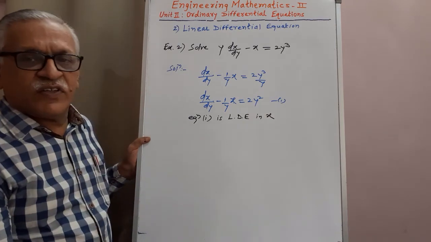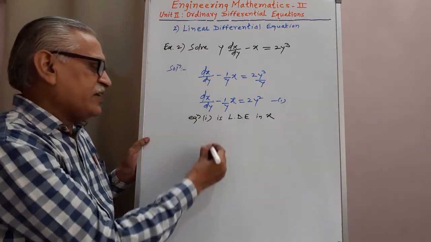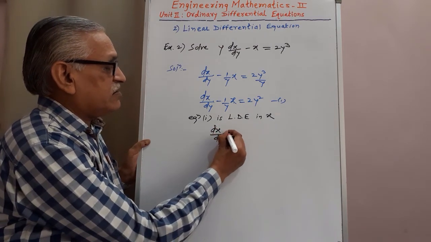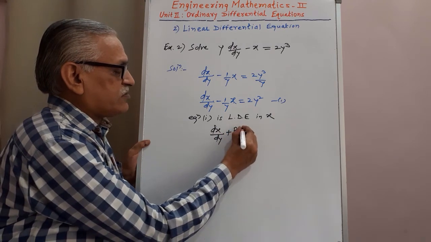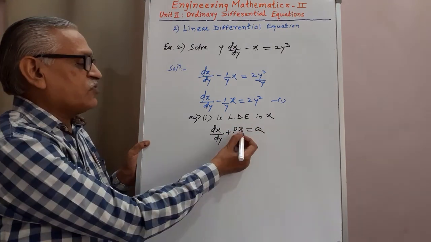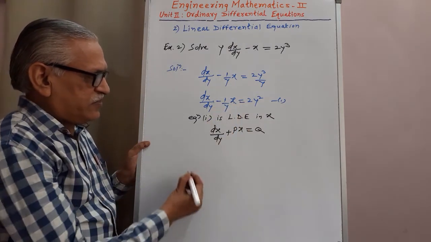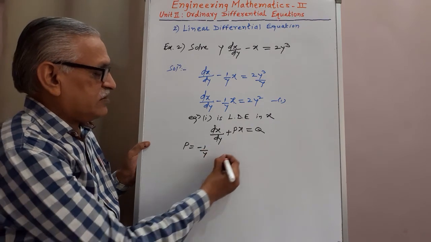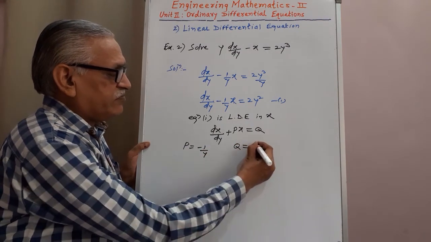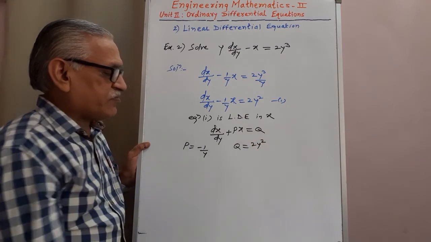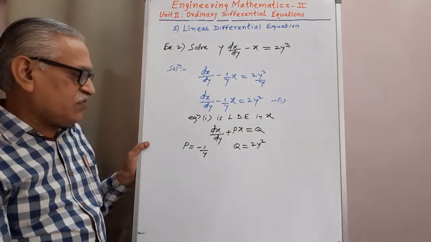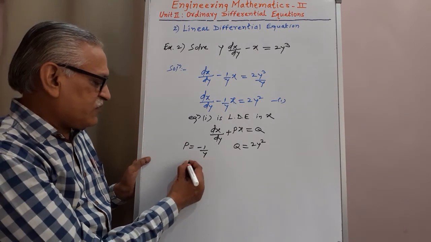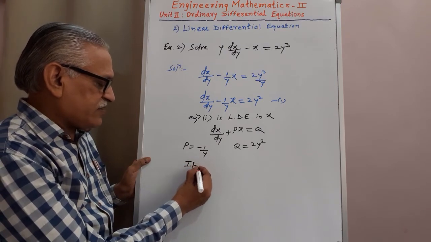In x, meaning with x as the dependent variable, comparing with the general form dx by dy plus P into x is equal to Q. The coefficient of x is P, therefore we get P as minus 1 by y. The Q value on the right hand side is 2y square. Here both P and Q are functions of the independent variable y. Then the next step is to find the integrating factor.